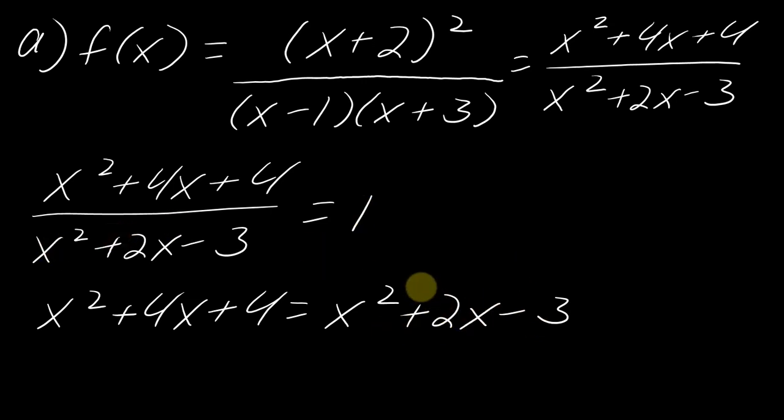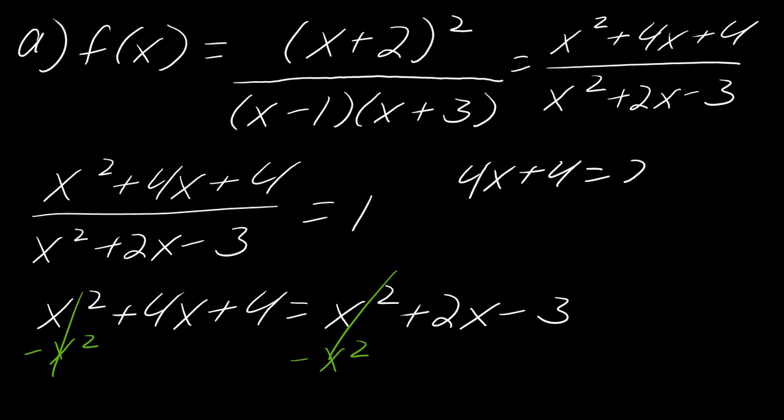The next thing I'm going to do is try to solve this. Since everything's squared, first I'm going to subtract off the x squareds, and you'll notice the x squareds drop out. Let's look at where we're at right now. I've got 4x plus 4 equals 2x minus 3. Now I have an equation that's just in terms of x's, so I can solve this.